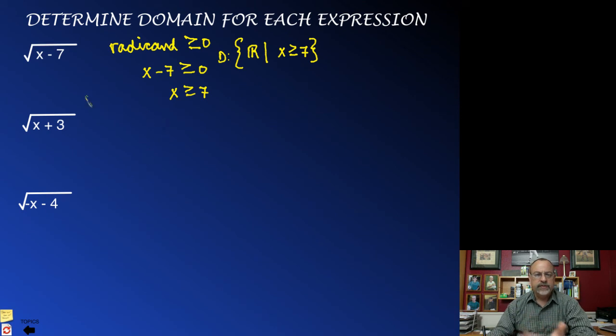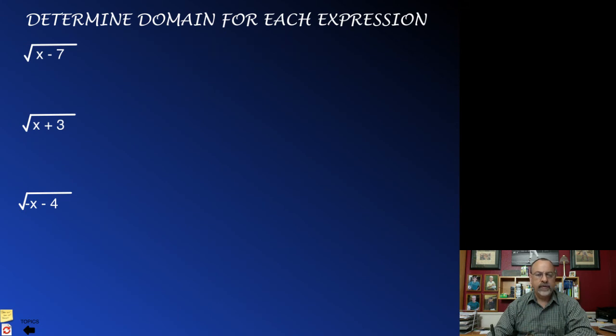So we're going to simply take the radicand and set it greater than or equal to 0, because that's what it has to be. Here we have x plus 3. I know that this radicand must be greater than or equal to 0, so I'm going to write that out, what I know. The radicand must be greater than or equal to 0. I'm going to solve it. So my domain then is going to be all real numbers as long as, or such that, x is greater than or equal to negative 3.